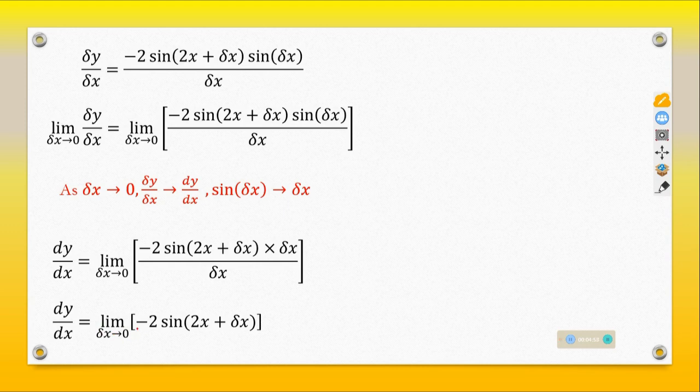Since delta x is becoming smaller, in this expression where there is delta x, we shall simply substitute delta x with 0, and we remain with minus 2 sine of 2x. So for that case, we get dy dx as minus 2 sine 2x. This implies that when you differentiate cos 2x with respect to x, you will get minus 2 sine of 2x.